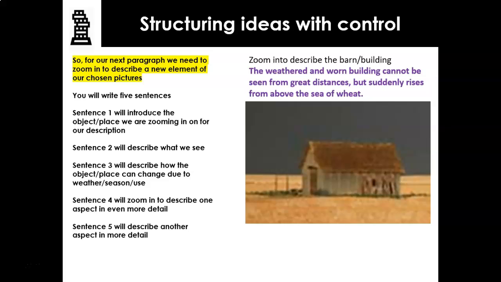After harvest, as the wheat's being cut down, the building emerges, and young people escape to the building to get away from their parents. It becomes a place where the youngsters go, where they won't be discovered. Okay, so it could be changed in use that way. So then what are we going to describe in more detail? So sentence 4 and 5, where are we going to go? You could describe the roof, you could describe the inside.